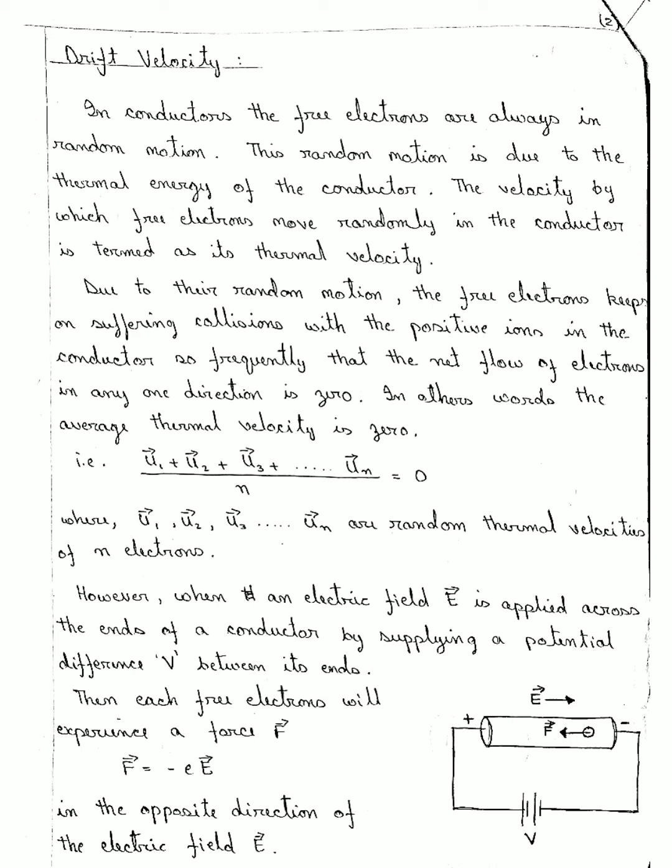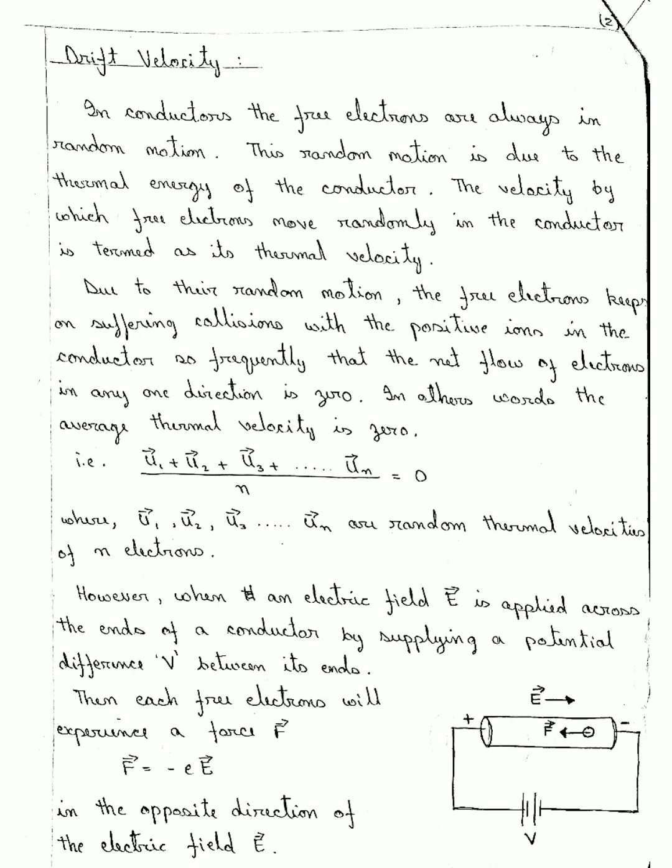However, when an electric field E is applied across the ends of the conductor by supplying a potential difference V between the two ends, then we know from chapter 1 that any charge under the influence of an electric field will experience a force. So the electrons inside the conductor will experience a force equal to minus e times E vector. Mind, this e is the elementary charge and E vector is the electric field between the two ends of the conductor.